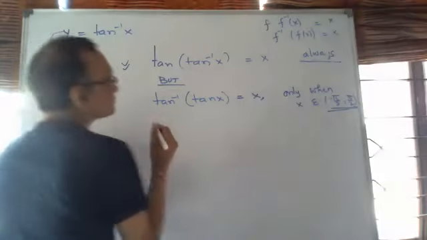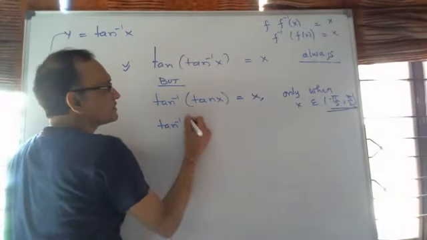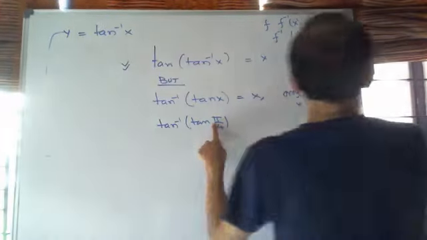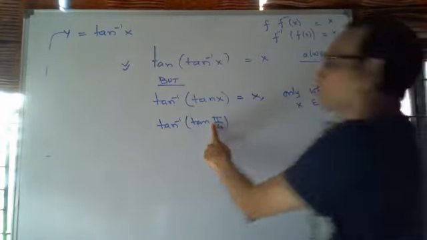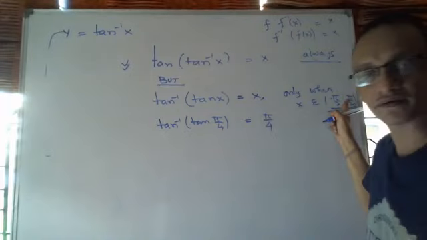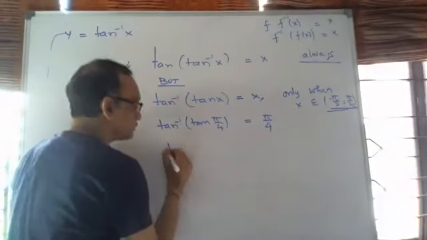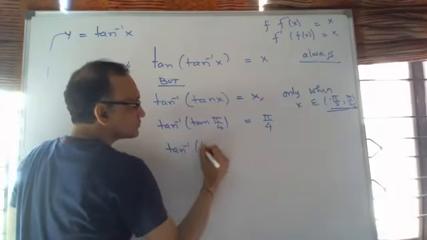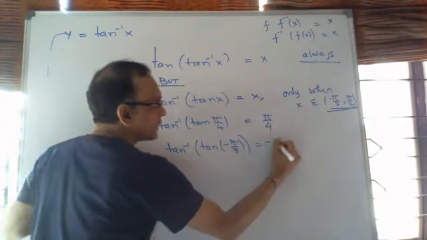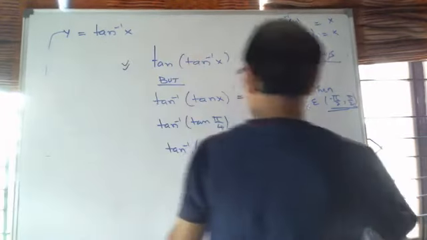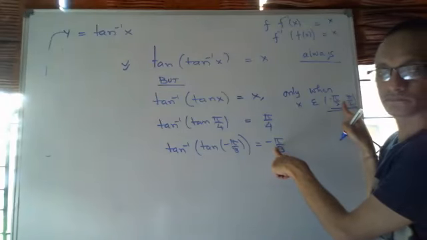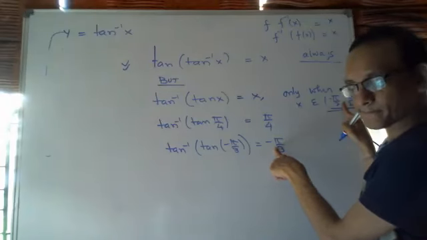So if I said tan inverse tan pi by 4, ये देखो pi by 4 belongs to this interval. No issues. This will be pi by 4 because pi by 4 belongs to this interval, right? Tan inverse tan minus pi by 3, that will be minus pi by 3. No problem. Why? Because minus pi by 3 belongs to this interval.